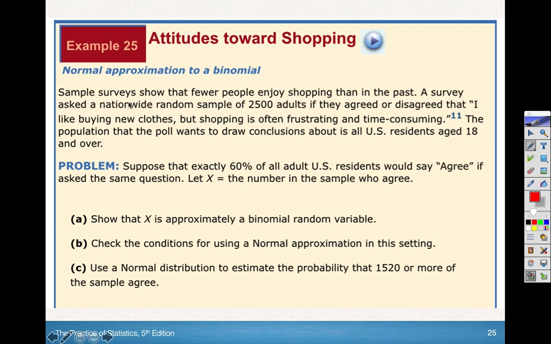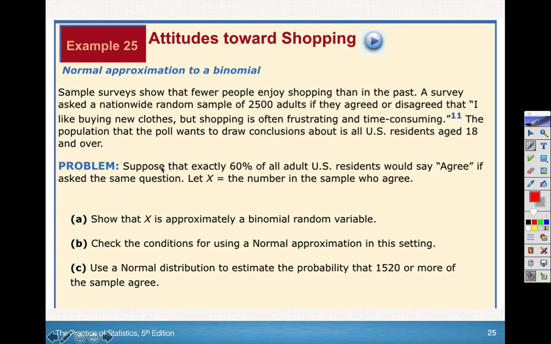Sample surveys show that fewer people enjoy shopping than in the past. A survey asked a nationwide random sample of 2,500 adults if they agree or disagree that "I like buying new clothes, but shopping is often frustrating and time-consuming." The population that the poll wants to draw a conclusion about is U.S. residents age 18 and over. Here's our problem. Suppose that exactly 60% of all U.S. residents would say agree if asked the same question. Let x equal the number in the sample who agree. Show that x is approximately binomial.